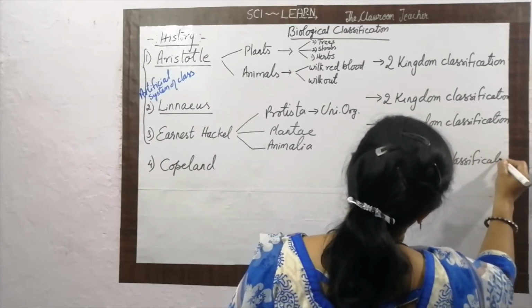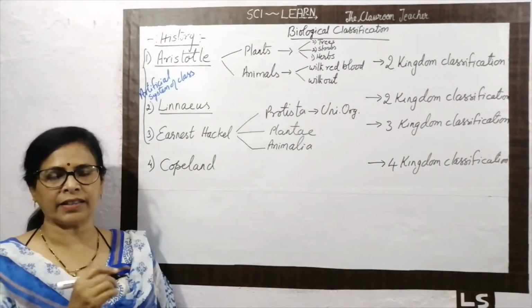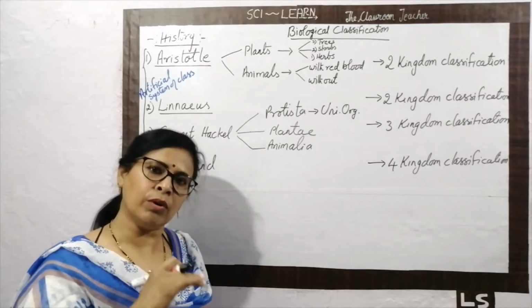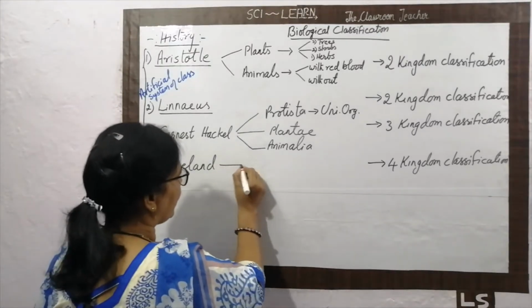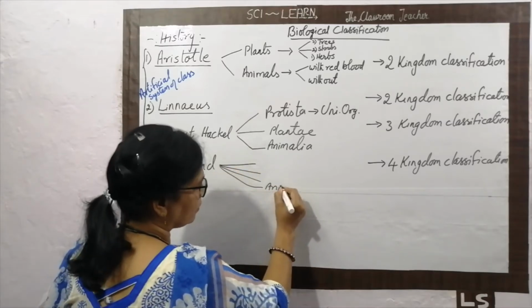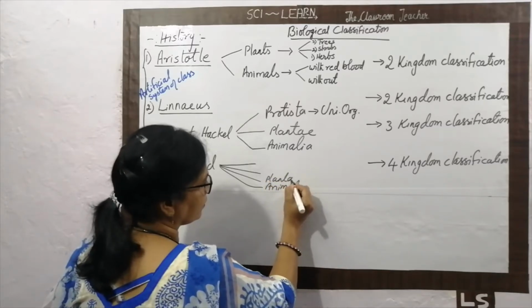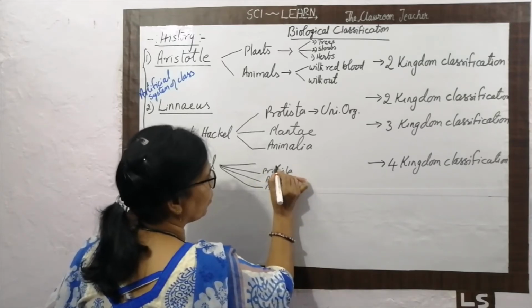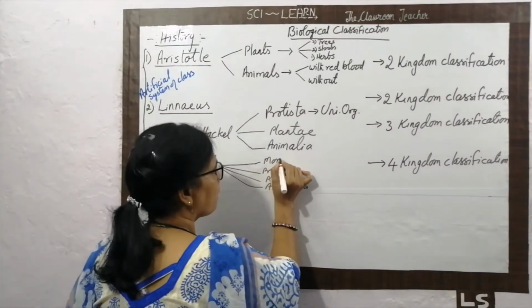Now what is new in his classification? Three kingdoms are already there, that is Animalia, Plantae and Protista. He included one more kingdom, called the Monera. So what is it according to Copeland? Animalia, Plantae, then Protista. As you know, Protista is the group of unicellular organisms. Now he included one more group, called the Monera.